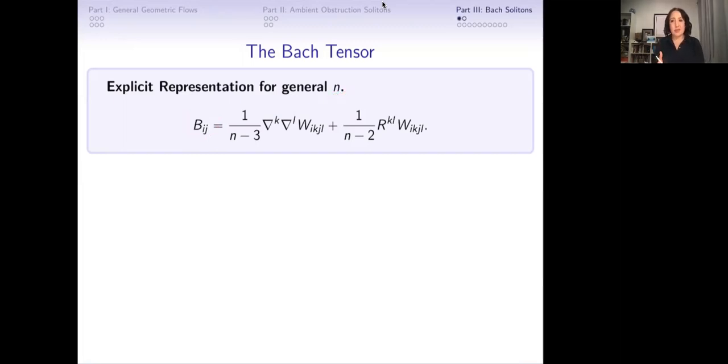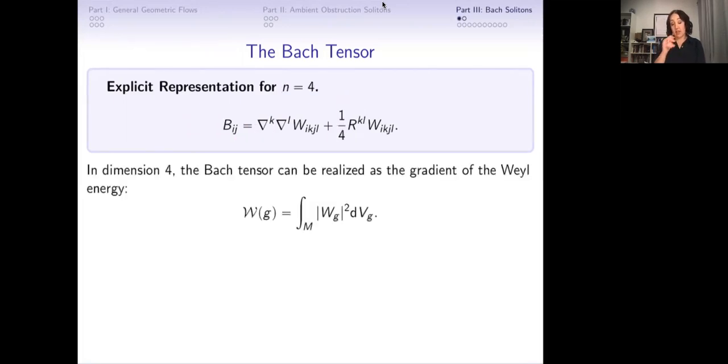I have said in the previous parts of this talk that this part is going to focus on dimension 4. So let's do that. We're going to see why in just a second. When I focus on dimension 4, of course, my coefficients change a little bit, and you can see that this definition aligns with our definition for the ambient obstruction tensor. I said in part 2 that the Bach tensor is the ambient obstruction tensor for n equals 4. So the Bach tensor here is exactly the same as the ambient obstruction tensor in dimension 4. Those definitions align, though they might look different.